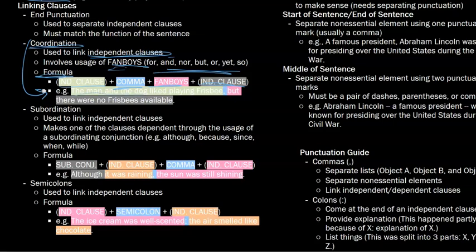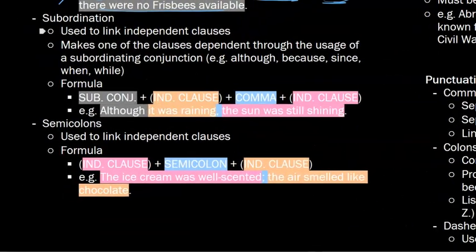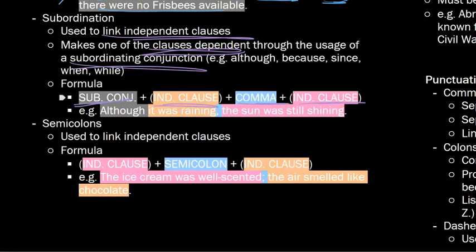So let's say we have our first independent clause, comma, one of our FANBOYS, then another independent clause. Let's look at subordination. We're going to use it to link independent clauses again, but we make a clause dependent with a subordinating conjunction. So we have a subordinating conjunction, a clause, a comma, and an independent clause. Although it was raining, on its own it doesn't make sense, because you need to say something else. Although what, right? Comma, the sun was still shining, another independent clause.